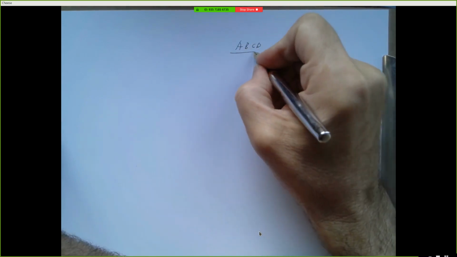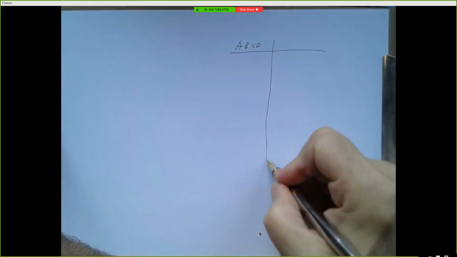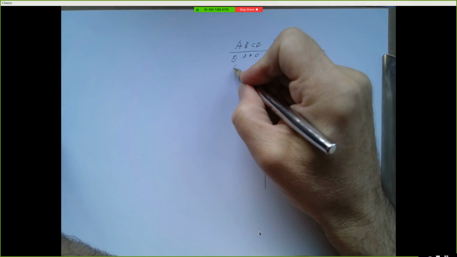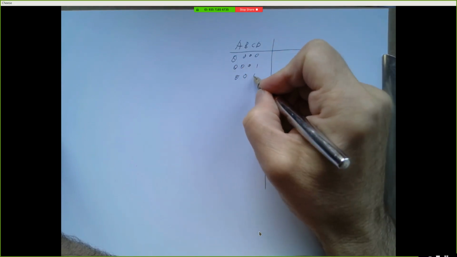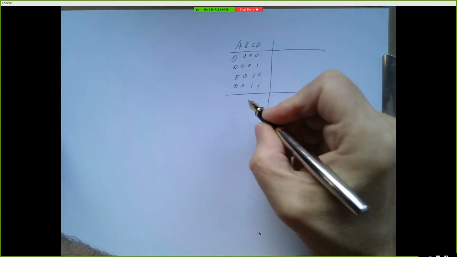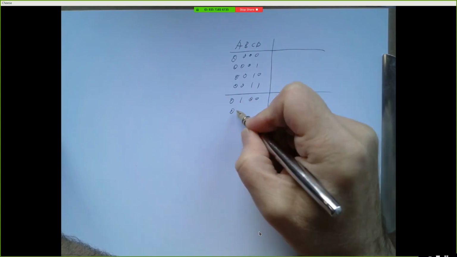So all of this that we've been doing so far is about sum of products. So let's flip it around, and let's look at product of sums and K-maps.